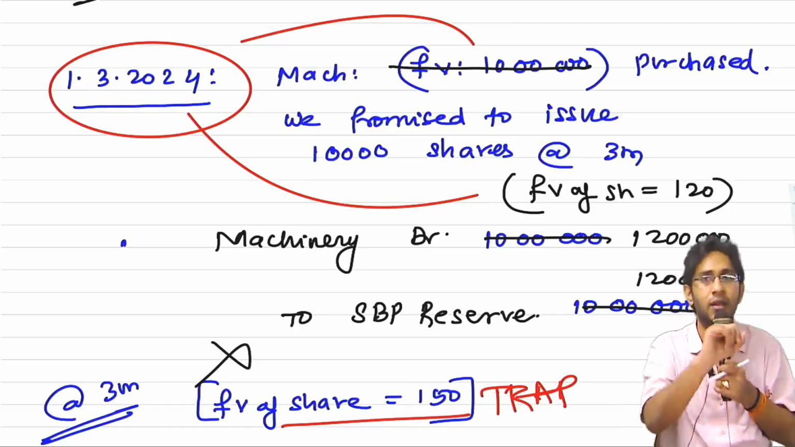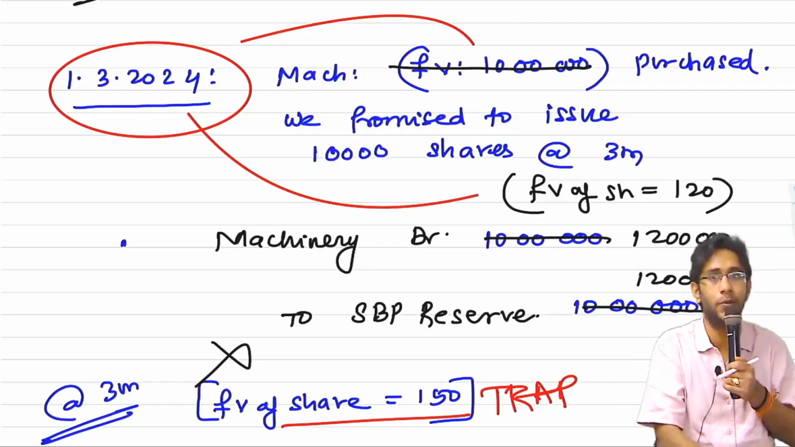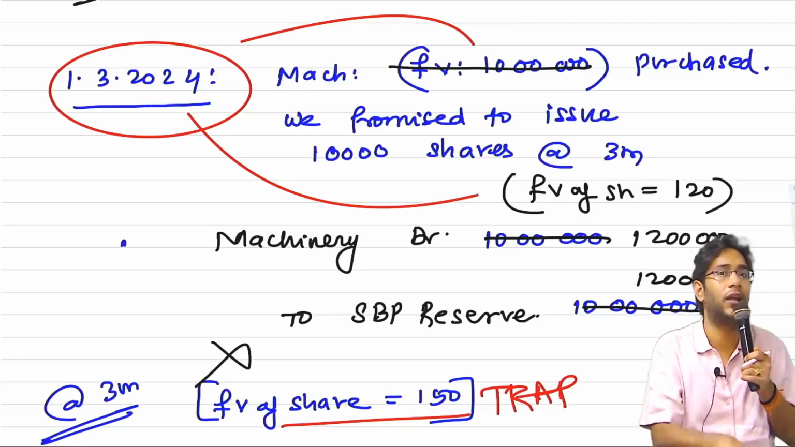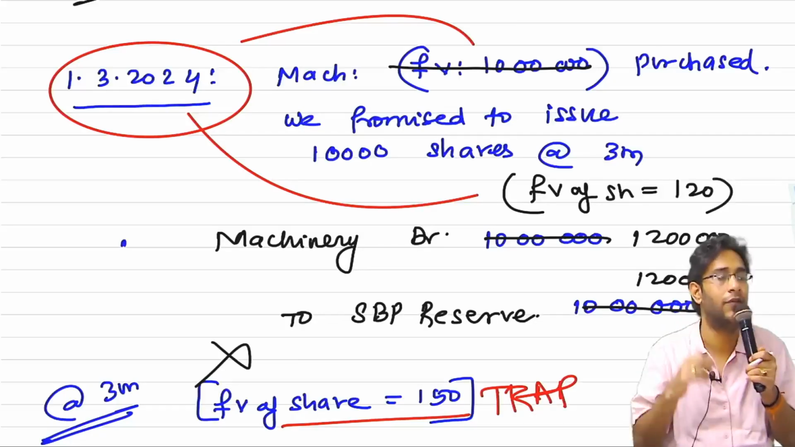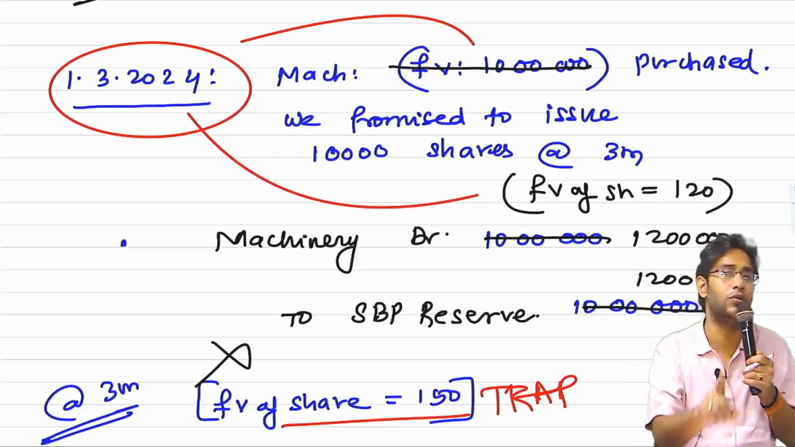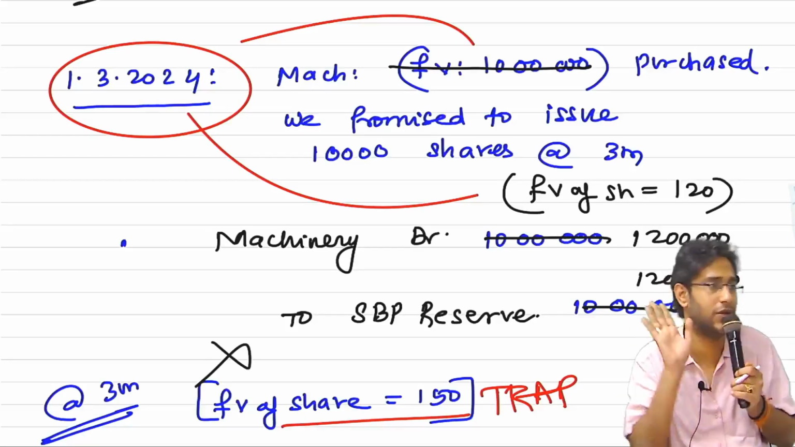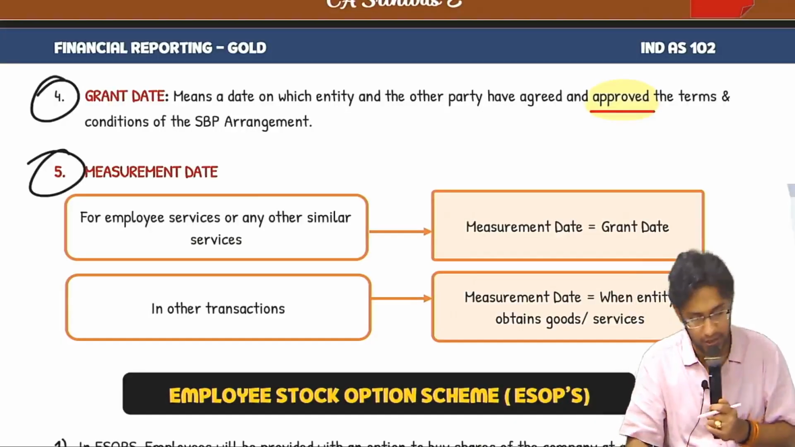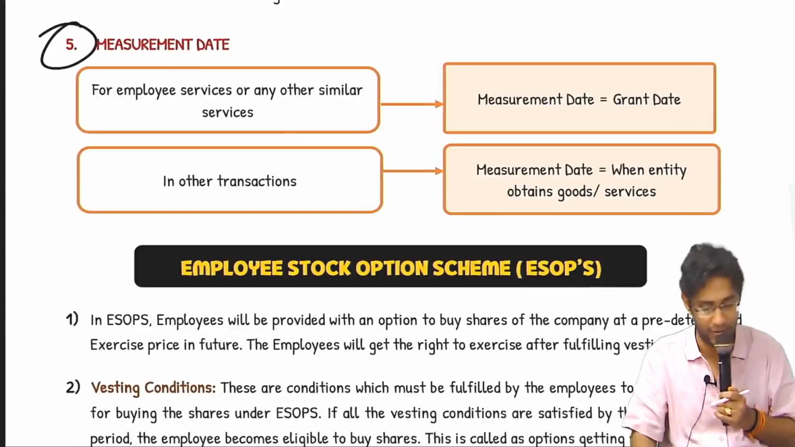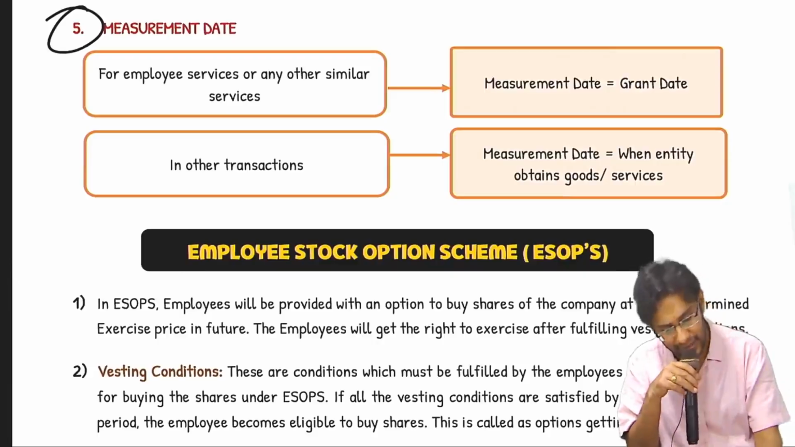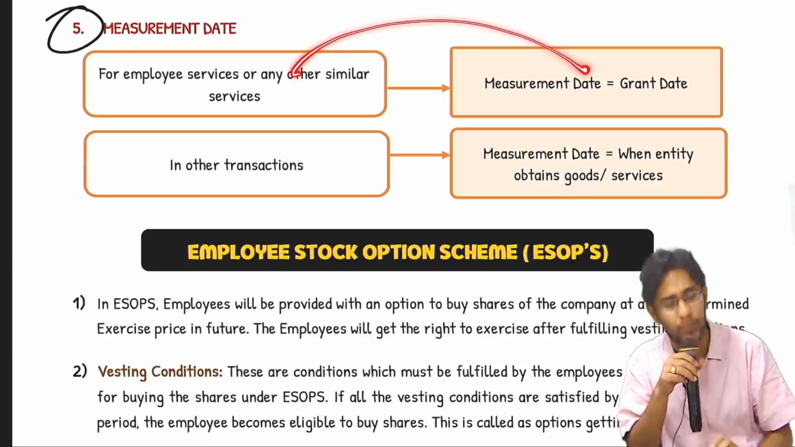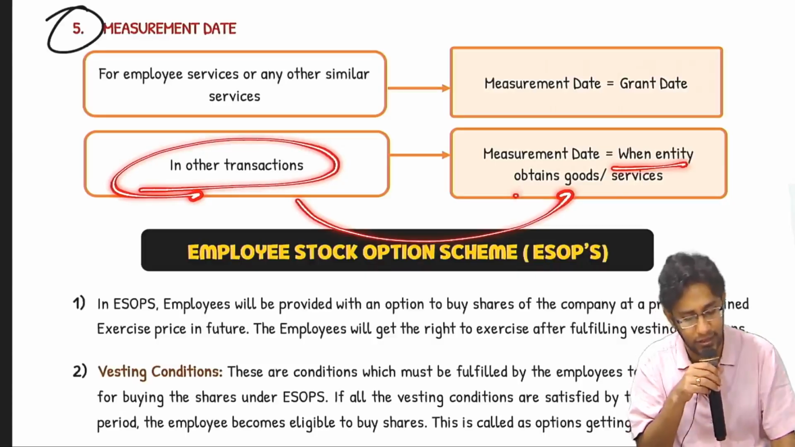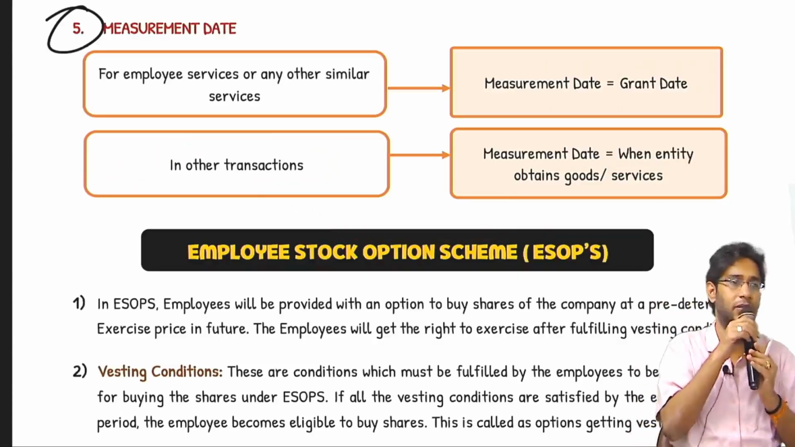That is the reason for employee-related share based payment, the measurement date will be the grant date and not the date on which services are received. Whereas in any other case, whenever goods and services are received, that only must be considered for measurement. Clear? So this is important, sir. On this there is an RTP question, but it is yet to be asked in the exam. For employees and any other similar kind of services, the measurement date will be the grant date. In any other transaction, the measurement date is when the entity obtains goods and services.